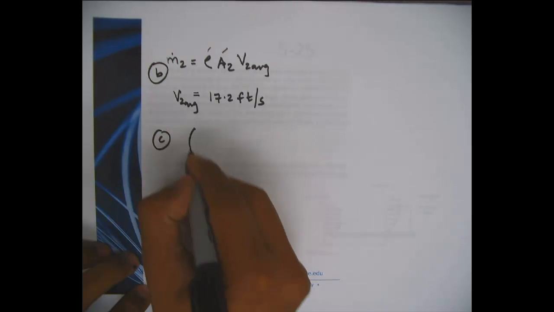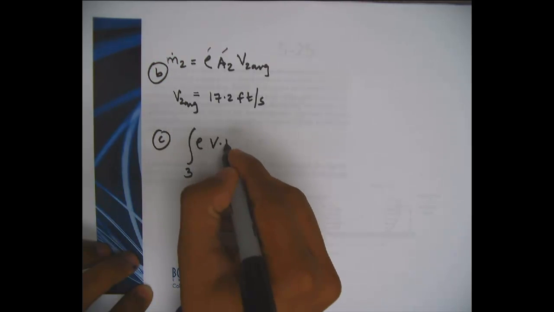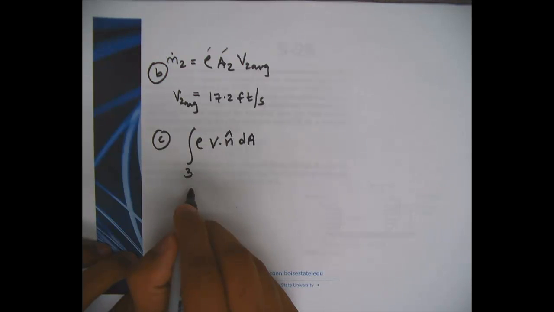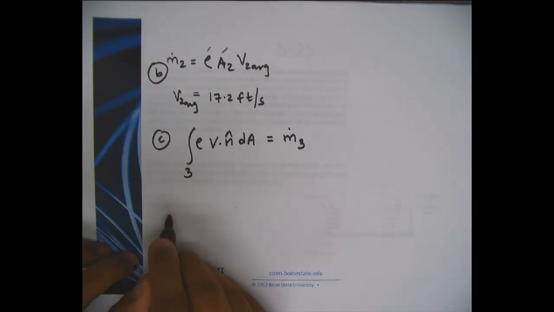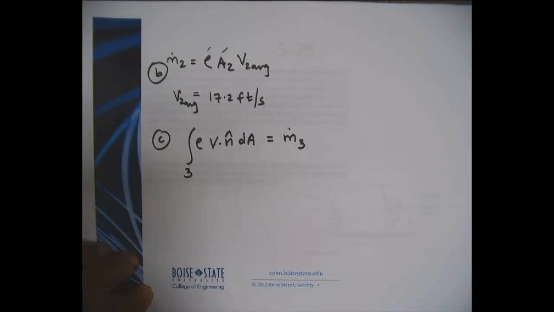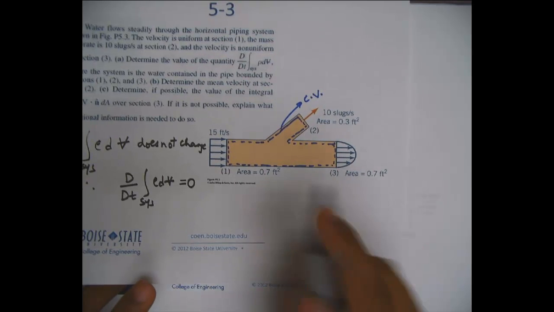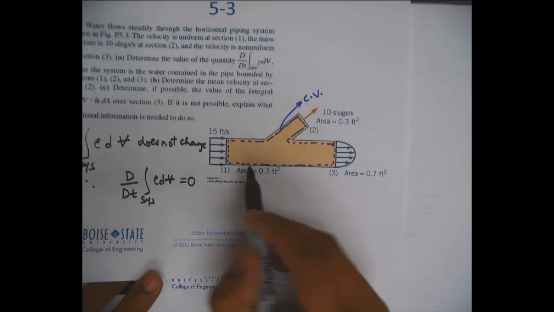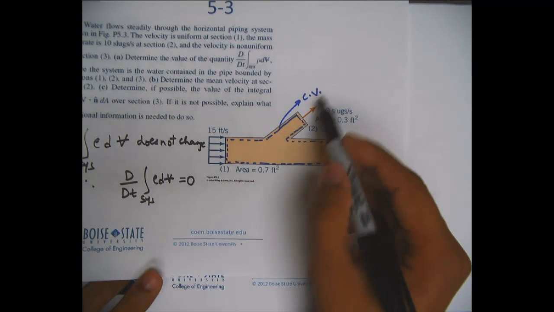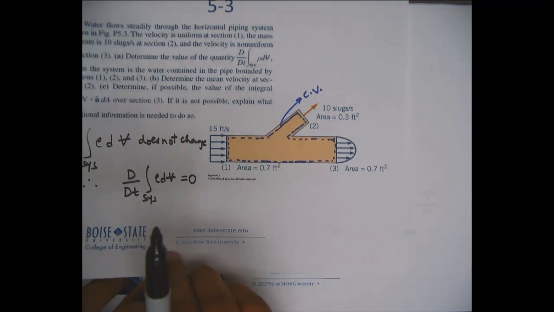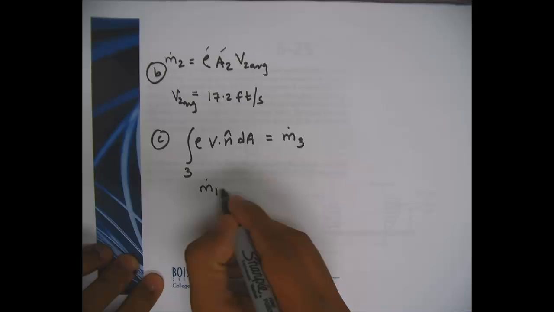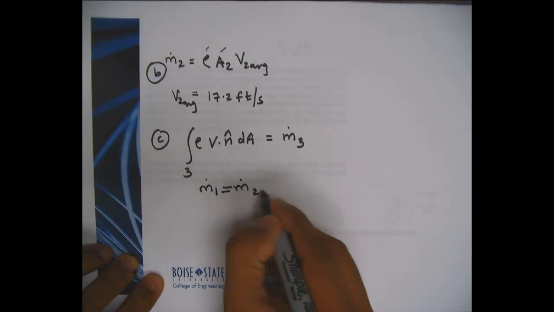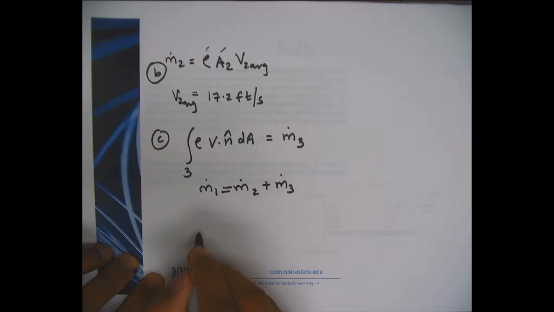In part C, you're asked to determine this quantity here, and you can see that this is nothing but m dot 3, the mass flow rate going out of section 3. So from the conservation of mass principle, the way you set up the control volume, whatever is coming in should be equal to the sum of whatever is going out at section 2 and section 3. So that would mean m dot 1 should be equal to m dot 2 plus m dot 3.